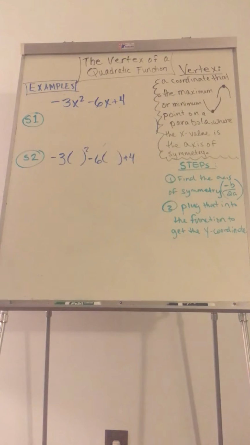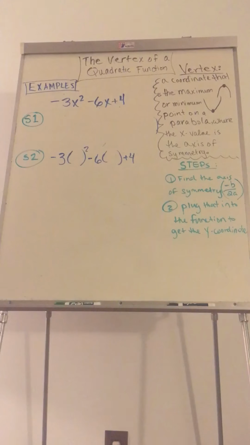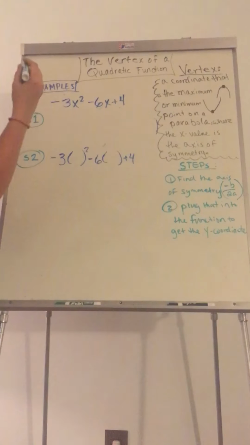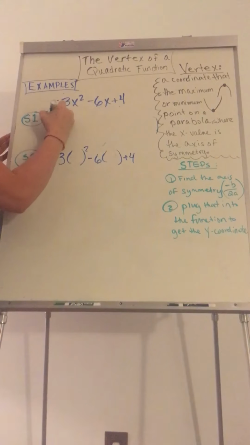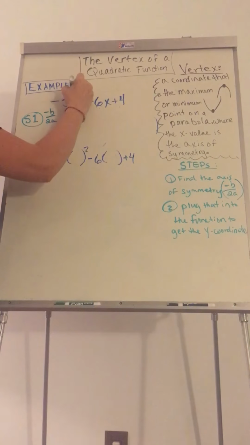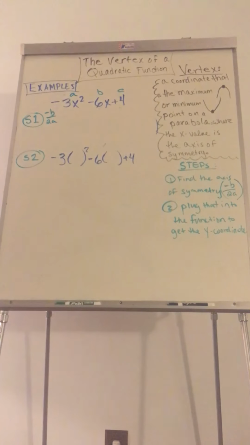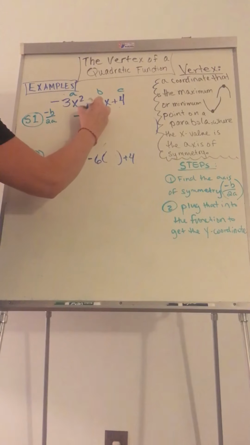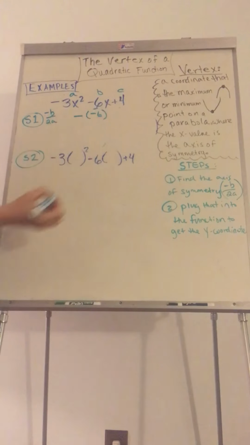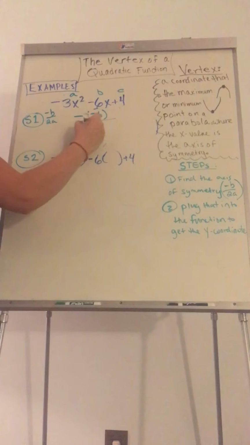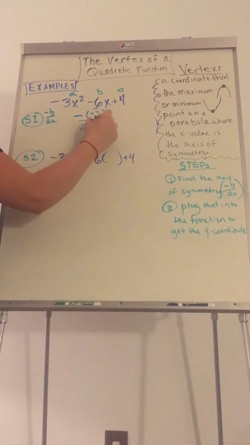So say we have the function negative 3x squared minus 6x plus 4. For step one, I'm going to find my axis of symmetry, which is the formula negative b over 2a. And again, this is my a term, my b term, my c term. So I'm going to take negative b, which means I do negative, and then it's negative 6 here. I take the sign with the number. And then over 2 times a. 2 times, and I take the sign with the number again, negative 3.